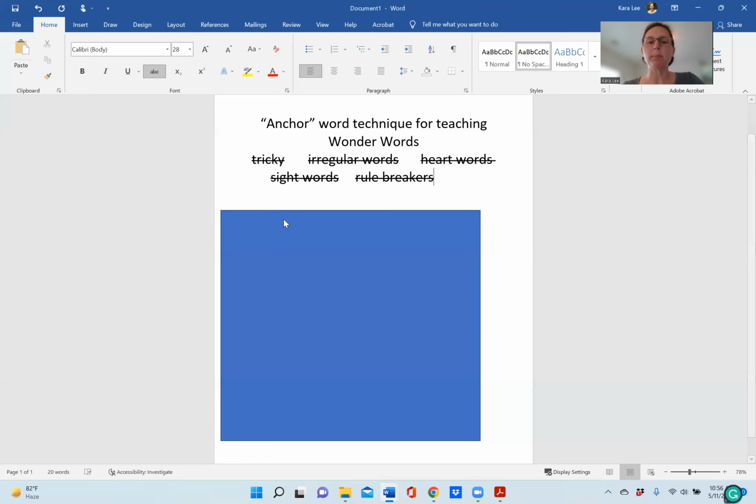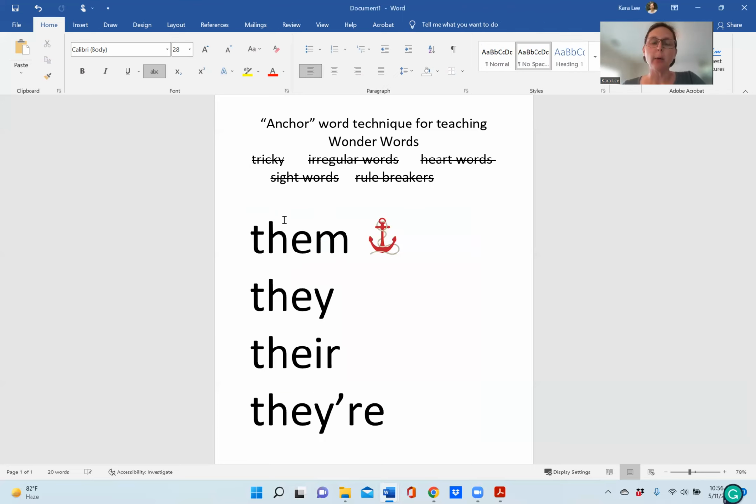And by talking about something called an anchor word. So I wanted to talk today about these four words in particular, the words that kids often use. They see them in writing, they see them when they read, and they also want to use them in their writing. And yet these might be words that we used to have called heart words or tricky words or irregular words, or whatever term we would use for these. Maybe they go up on your word wall, right?